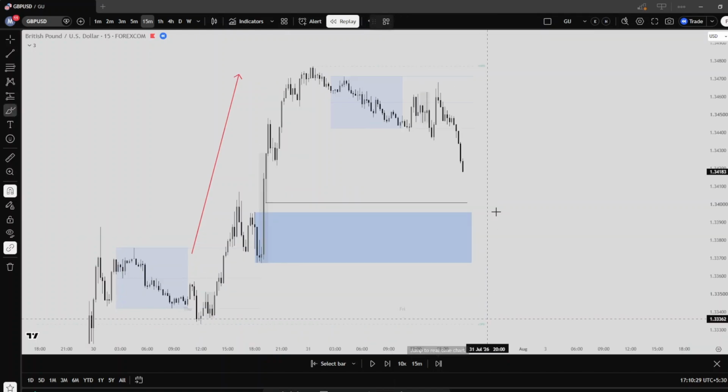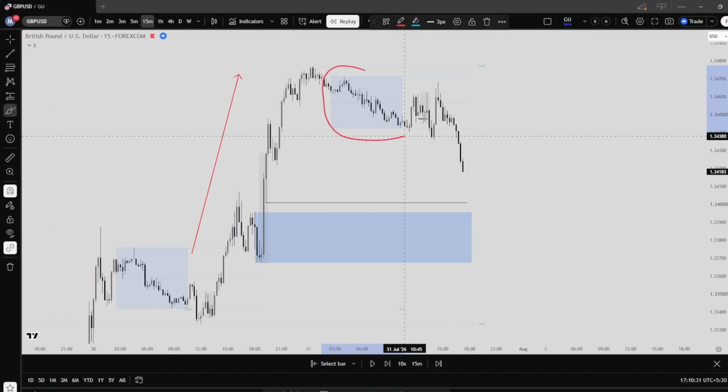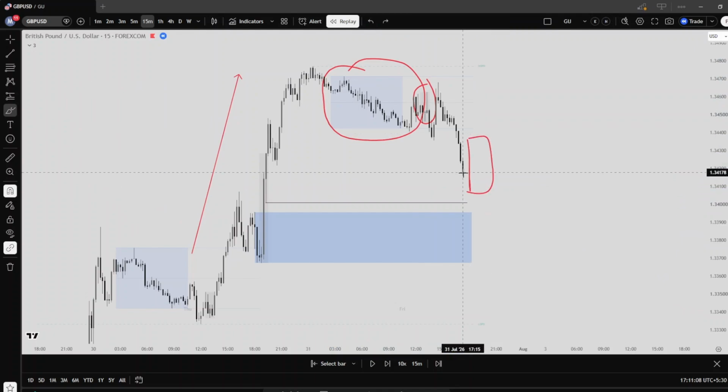To get familiar with the indicator, this is our Asian box and this is our London box, and New York is about to start here. So we will look for buy opportunities only after price mitigates this demand and gives some lower time frame confirmation. If price doesn't mitigate this demand, then there is no trade for the day. That's the rule we should definitely follow.